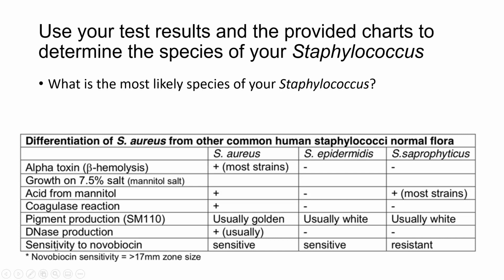So sensitivity to Novobiocin, we already did that test. Sensitive, sensitive. So there's a couple other tests we would need, typically. And the one's called coagulase, one's called SM110, and one's called DNase. So we're going to look at those a little more closely.